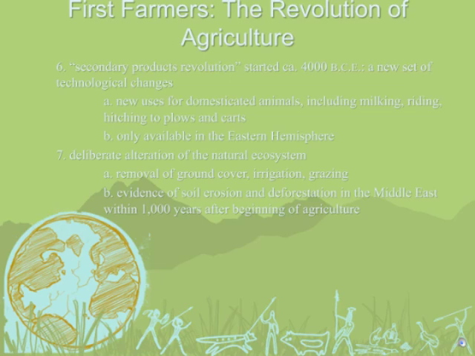Deliberate alterations of the natural ecosystem included removal of ground cover, irrigation, and grazing. Obviously, some of this is going to involve struggles with flooding in Mesopotamia and the Indus River Valley, which was actually pretty fertile for a long time. The Chinese definitely had to deal with sporadic flooding during their rainy seasons. Some of that is natural, and some of it is due to overfarming. There is evidence of soil erosion and deforestation in the Middle East, as I mentioned earlier.